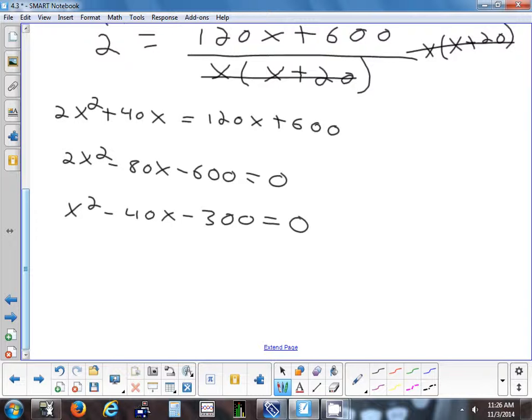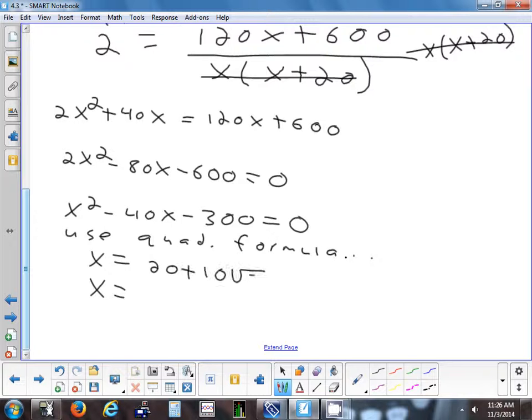I'm not going to go through the quadratic formula. You guys really have to know how to do that from algebra, but I will give you the two answers. So you'd use the quadratic formula, and the two answers you're going to get are 20 plus 10 root 7 and 20 minus 10 root 7.